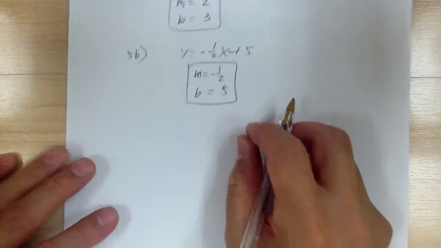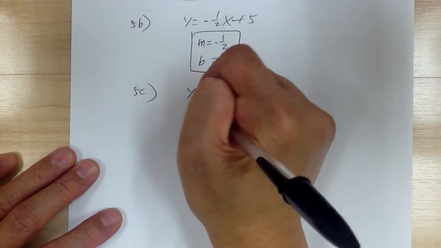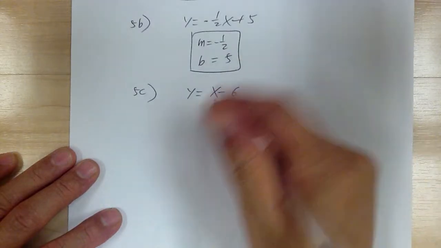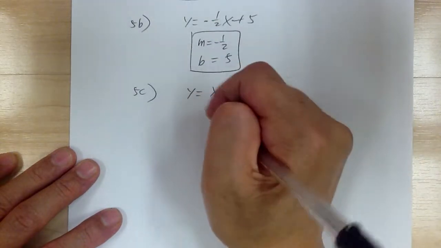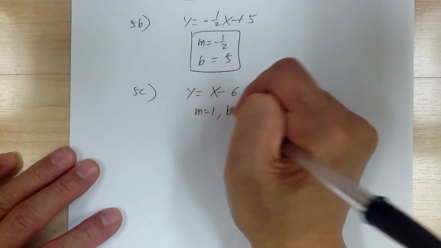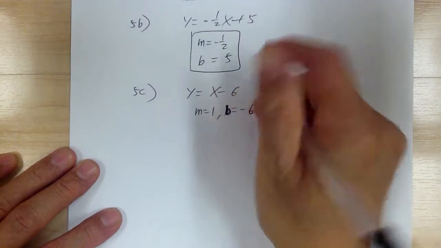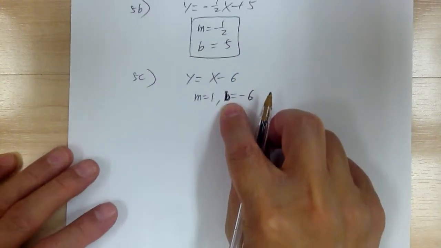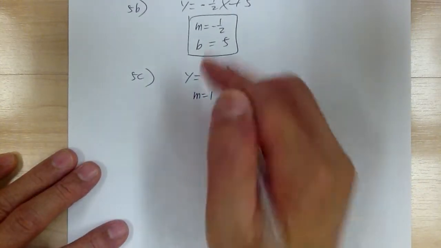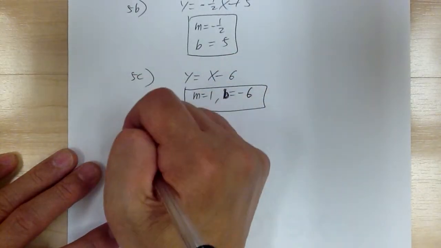Okay. And 5c, you got y equal to x minus 6. I'm going to write side by side so they can line up. So in this case, m equal to 1, right? When you don't see a number, it's 1. And b equal to negative 6. Okay. So again, this is your y-intercept. Y-intercept using the symbol, small b. So again, slope, intercept, slope, intercept.